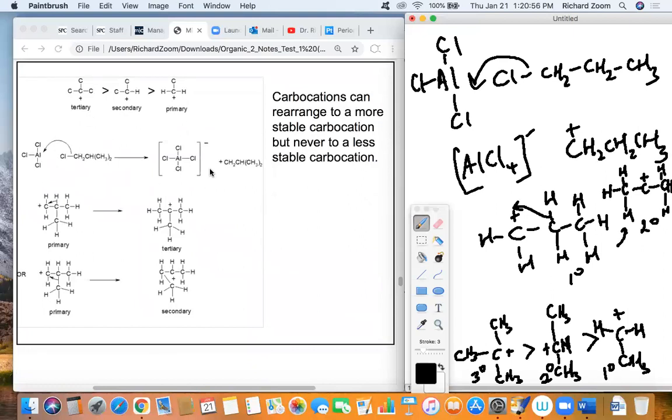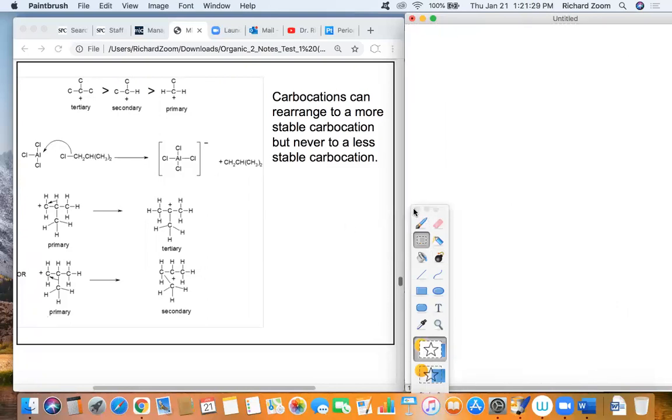So what I've got here is carbocations can rearrange to a more stable carbocation, but never to a less stable carbocation. So that's what I was saying earlier. If you've got a secondary, it will never become a primary. If you've got a tertiary, it will never rearrange to become a secondary. So I've got a couple of examples here, and this will be for this one. I'll draw it out. Makes it a bit clearer to see.